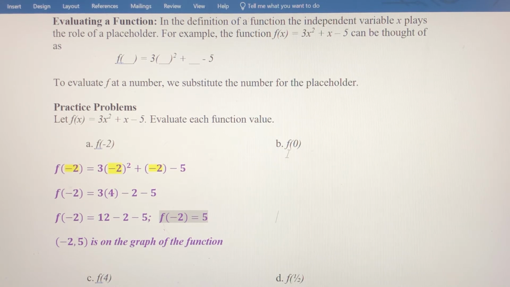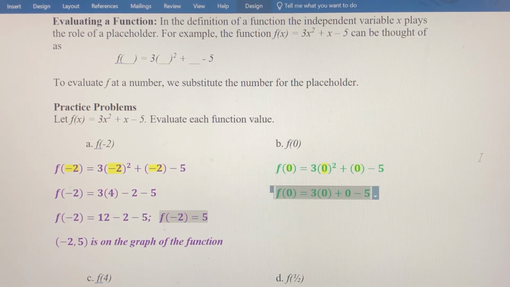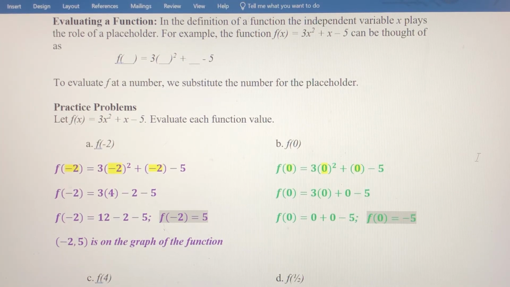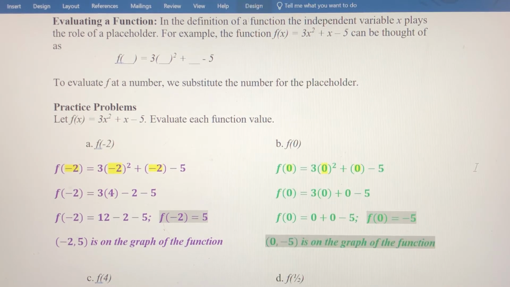Pause the video, evaluate f of 0, f of 4, and f of 1/2, and then come back and check your work. Okay, let's evaluate f of 0. So we're going to replace x in our given function with 0. So f of 0 is going to be 3 times 0 to the second power plus 0 minus 5. That gives me 3 times 0 plus 0 minus 5, which is going to be -5. So f of 0 equals -5 means (0, -5) is on the graph of the function.